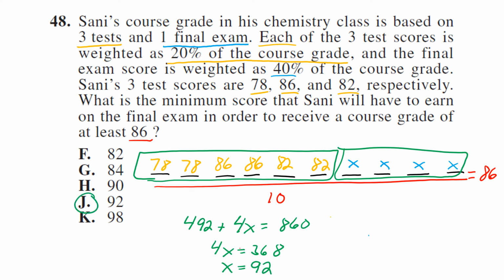Now, if you didn't want to go through all this process, or if you wanted to double check, you could plug 92 in for each of these grades, add them up, divide by 10, and see that you get 86. So you could plug in the answer for this one if it made more sense to you. So your answer is J.